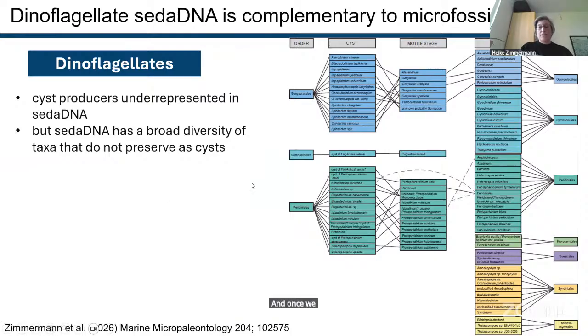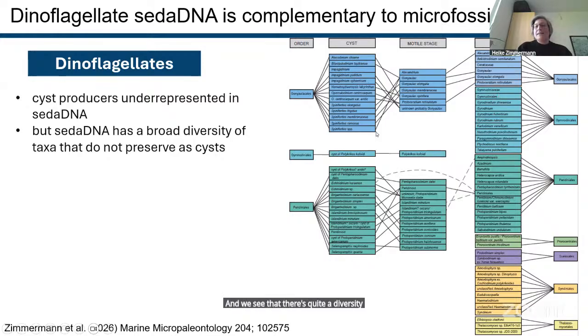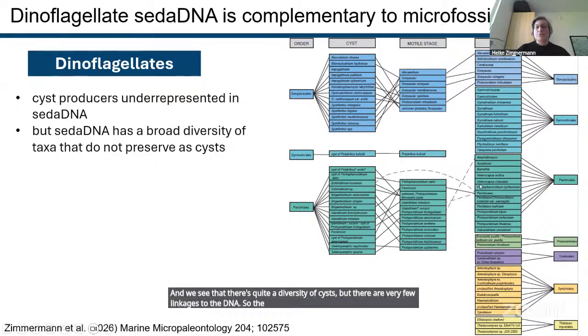Once we compared the DNA with the microfossil record, on the left side, you can see the cysts, and in the middle, the motile stage that are affiliated with the cysts, and on the right side, you see the DNA. And we see that there's quite a diversity of cysts, but there are very few linkages to the DNA. So the cyst producers are really underrepresented in the sedaDNA record.